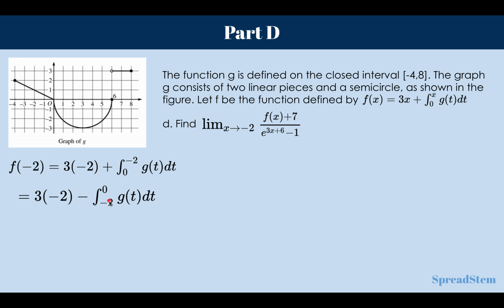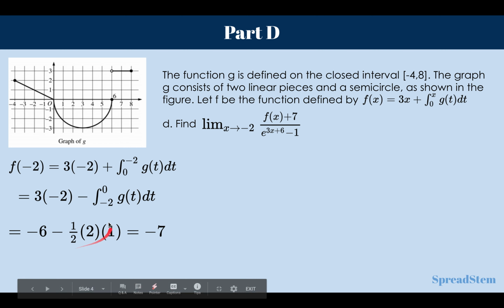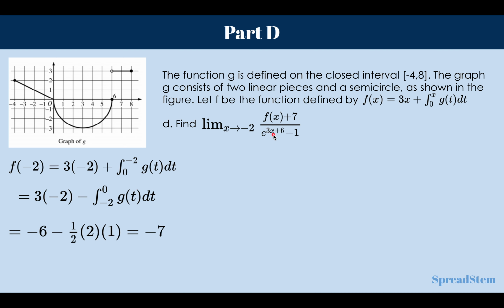Now we can find this integral because we want to find this area here, the area under the curve. We see that it's simply a triangle, so we can say 1/2 times the base and the height, and we see that f of -2 is -7. Now, if you plug in -2 in the denominator, we see e to the power of 0 minus 1, which is also 0. So we end up getting this 0 over 0 indeterminate form.